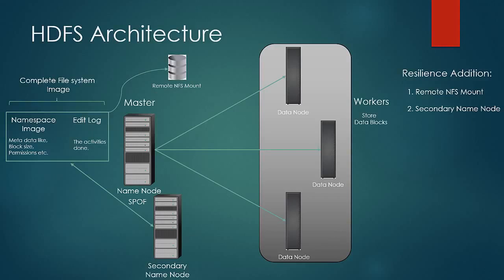Secondary name node also creates checkpoints of the namespace image and edit logs merged together and writes it to a file. This helps name node to release the main memory occupied by the edit logs till the point of last checkpoint. And this is the only purpose of secondary name node. Secondary name node is a Java program which just combines the edit logs and the namespace and creates a checkpoint.